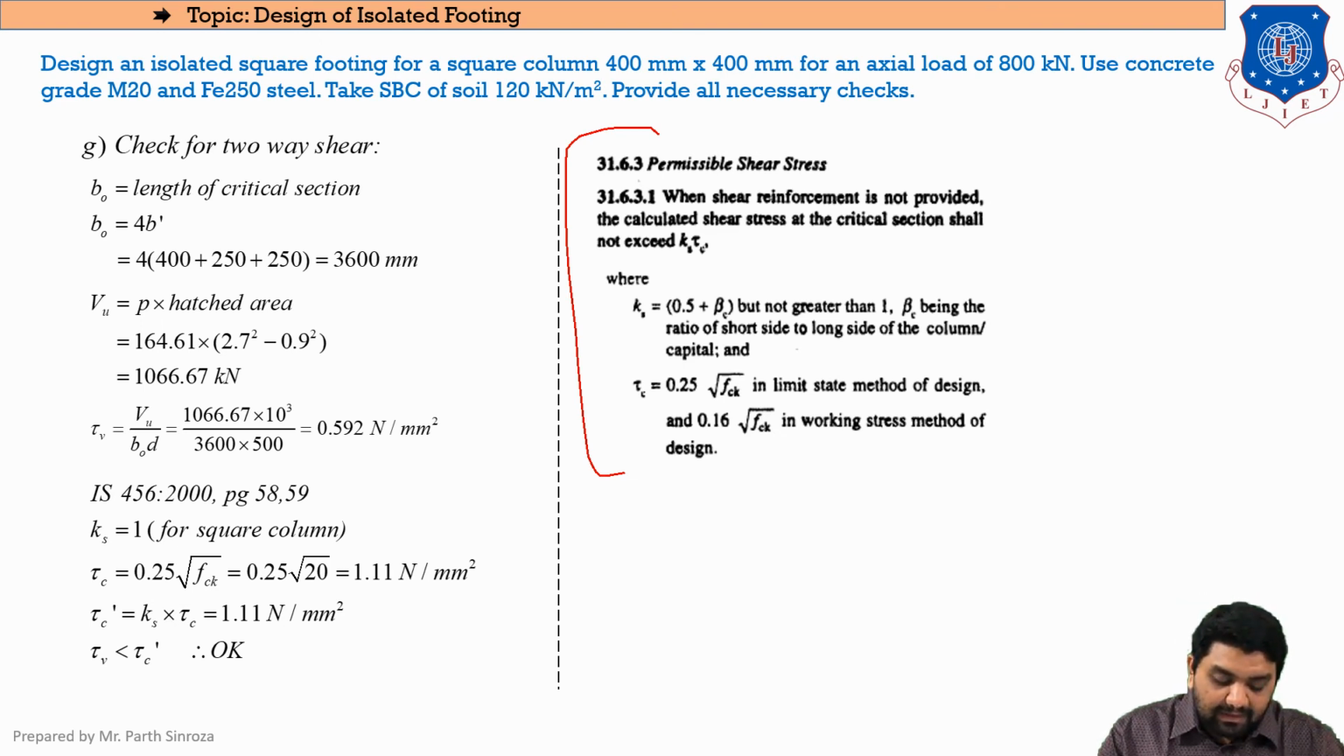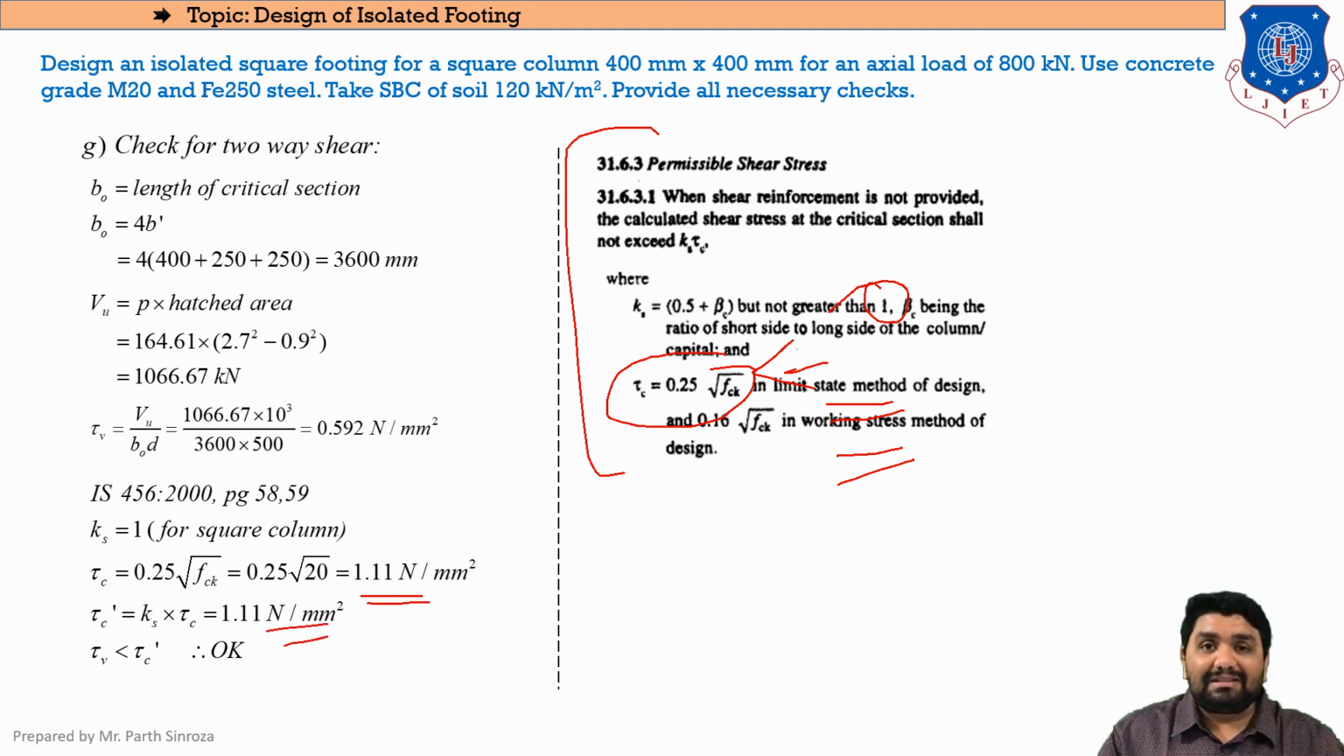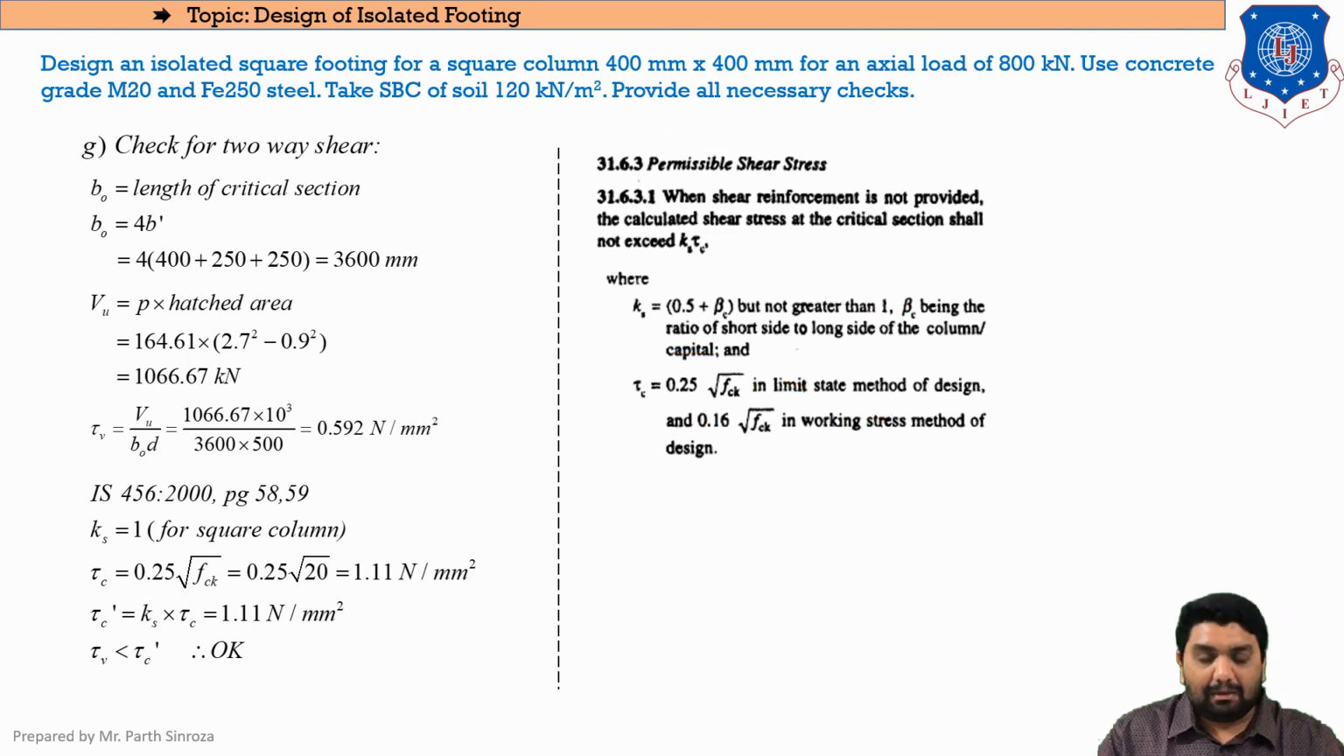In this case it is said that the calculated shear stress at the critical section shall not exceed Ks tau c. That means tau v should not exceed Ks tau c, which is tau c dash. Ks will always take the value of 1. For a square column, keep in mind the value of Ks will always be substituted as 1. And tau c can be obtained from this case. For the limit state method, we will take the value of tau c to be 0.25 into root FCK. The working stress method we will not be dealing with in this semester. So we'll always focus on this value, that is tau c equal to 0.25 into root FCK. The answer here comes out to 1.11, and Ks into tau c again comes out to 1.11. So tau v is less than tau c dash, and our check for two-way shear is completed.